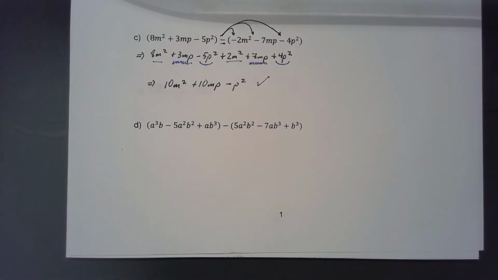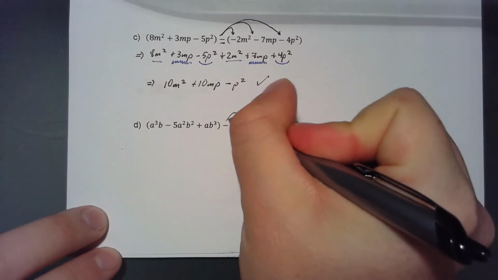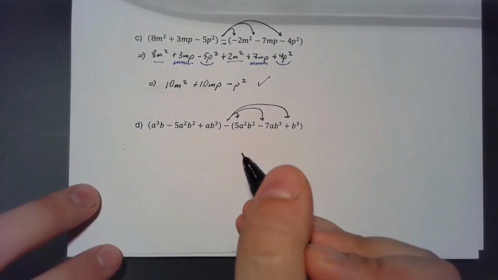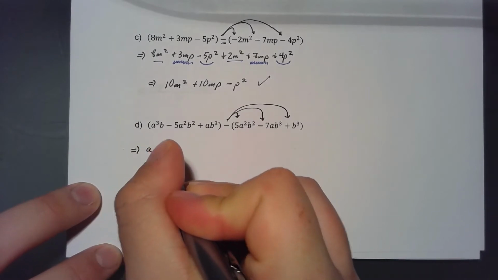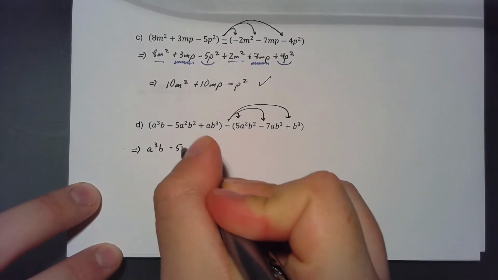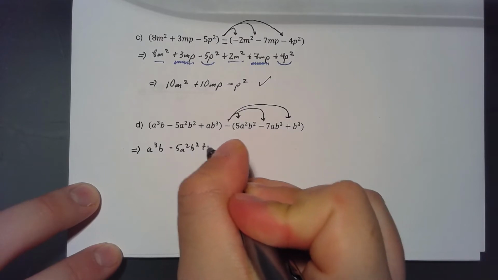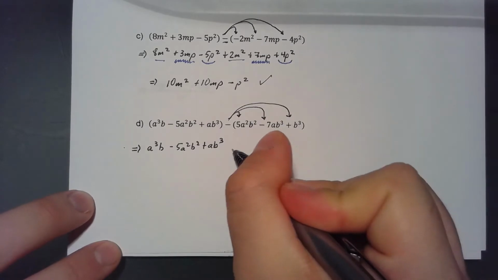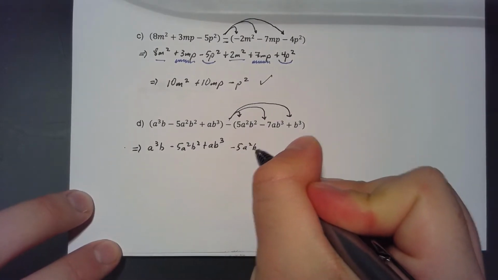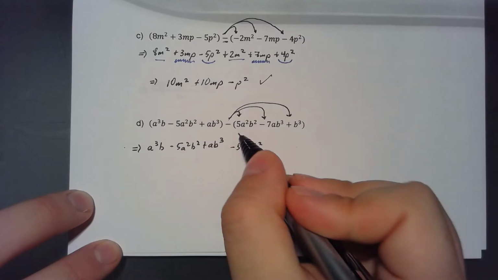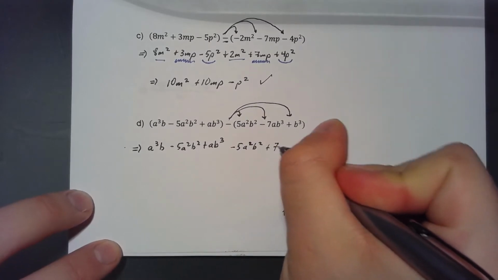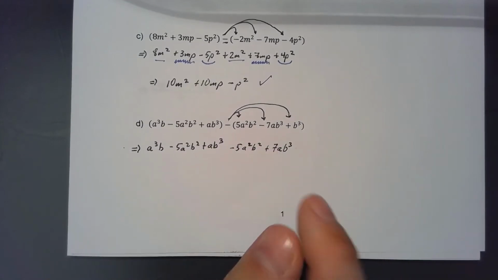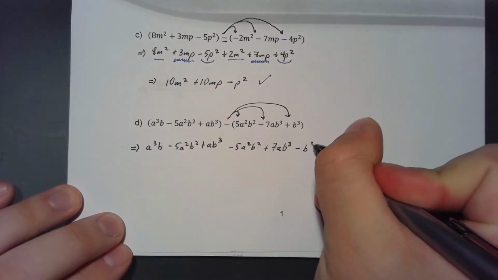Letter D is also subtraction, so we want to distribute the negative. It's the same kind of process as letter C. So the first polynomial, and now distribute the negative, so this makes this minus 5a squared b squared. Minus times a minus is a plus 7ab cubed, and then minus times a positive is a negative b cubed.